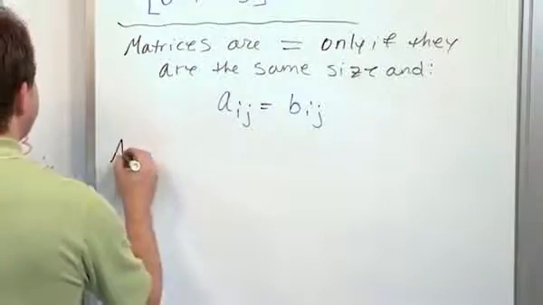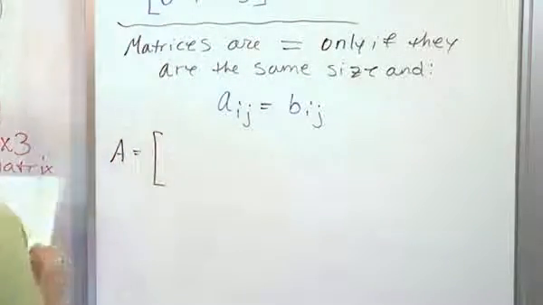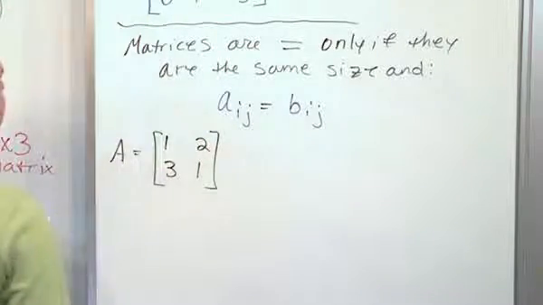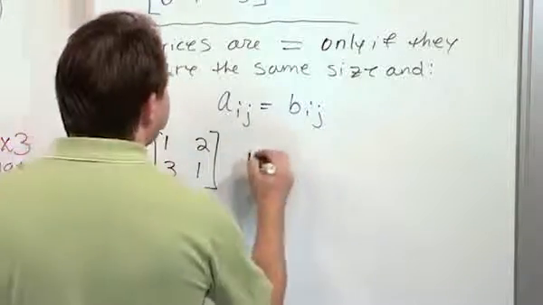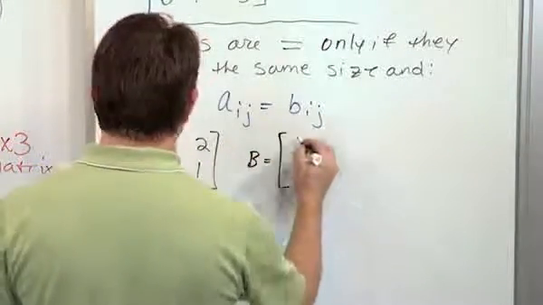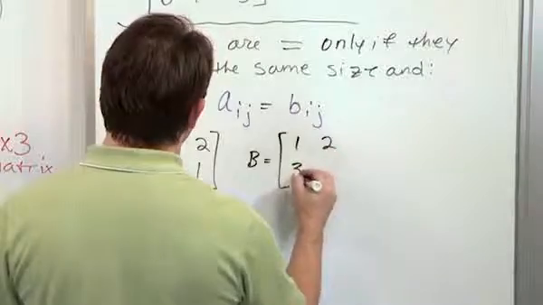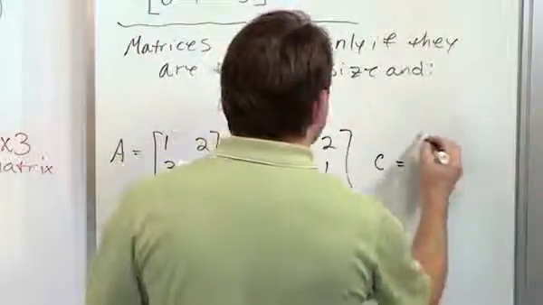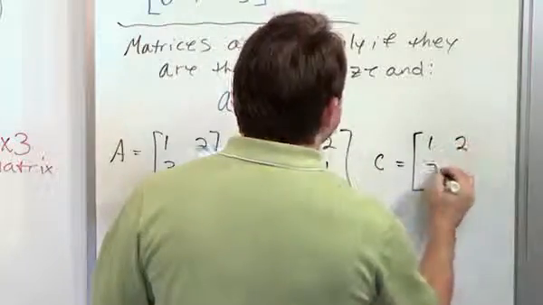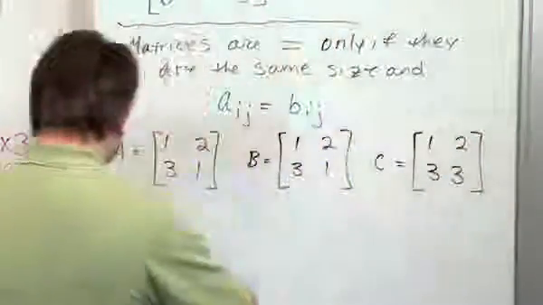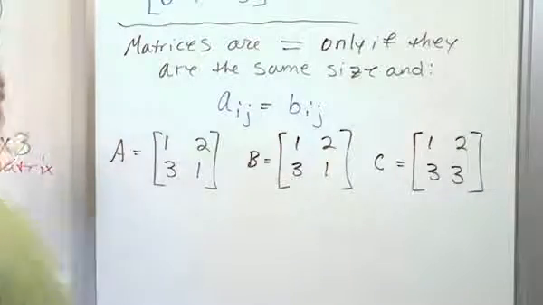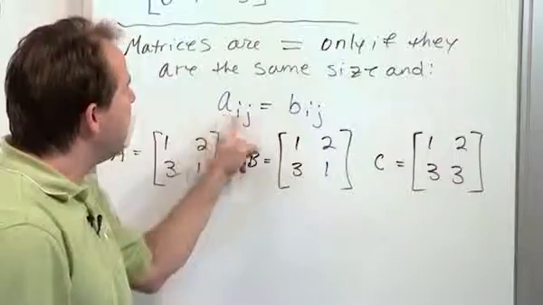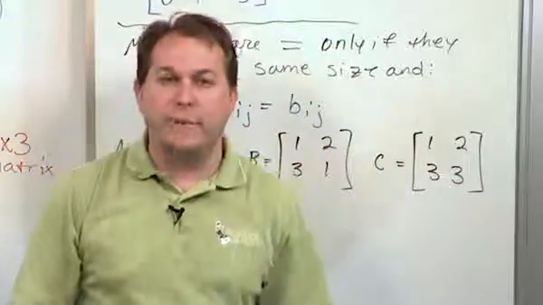What if I have matrix A, a simple 2 by 2 square matrix, 1, 2, 3, 1. This is matrix A. And let's say I have matrix B, which is 1, 2, 3, 1. Right? And let's say I have matrix C, which is 1, 2, 3, 3. Basically what it's saying is 2 matrices are equal only if they have the same size, and every element in matrix A is equal to every element of whatever you're comparing it to.